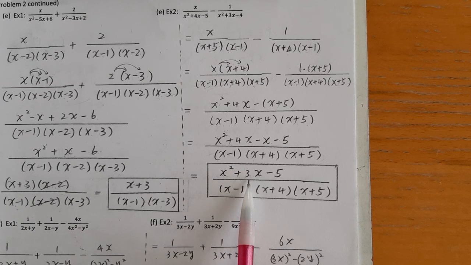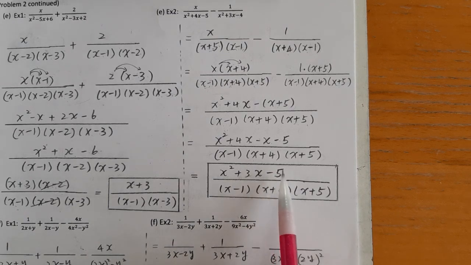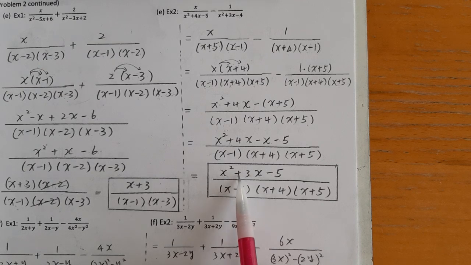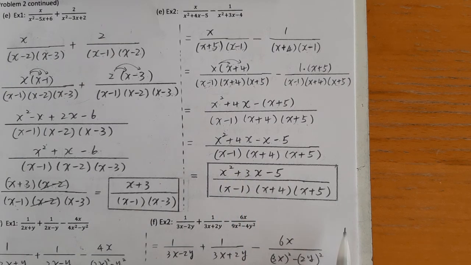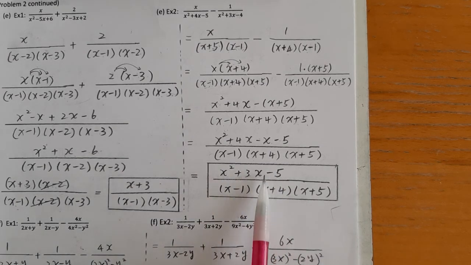And since x squared plus 3x minus 5 is not factorable, you cannot find two numbers that multiply to negative 5 and also add to positive 3. Because negative 5 is only negative 5 times 1, or 5 times negative 1, which add to negative 4 or positive 4. You never get positive 3. So it's not factorable, and there is no common factor that can be reduced. So this is the final answer.